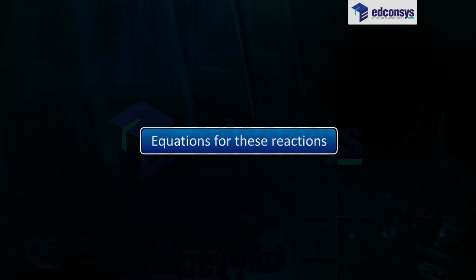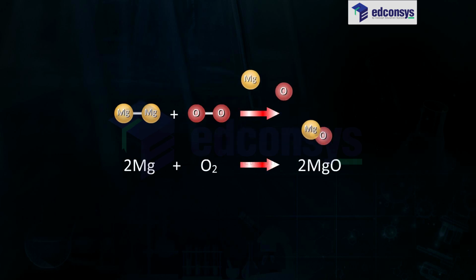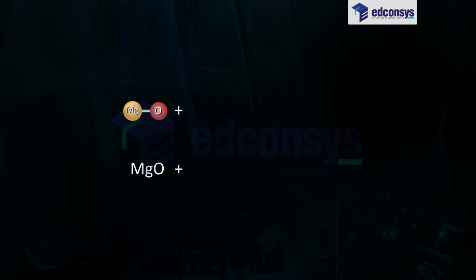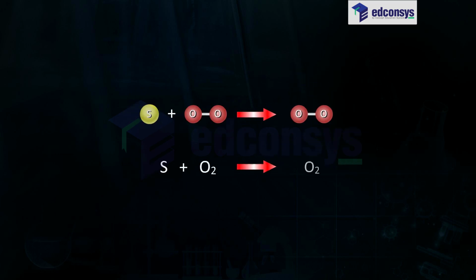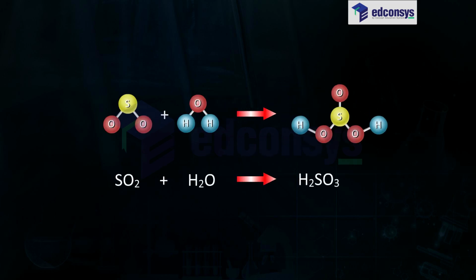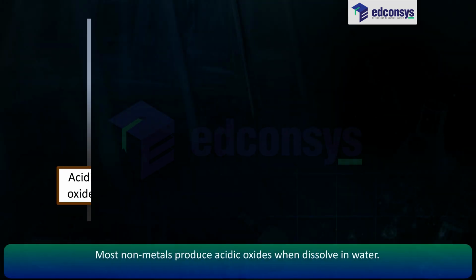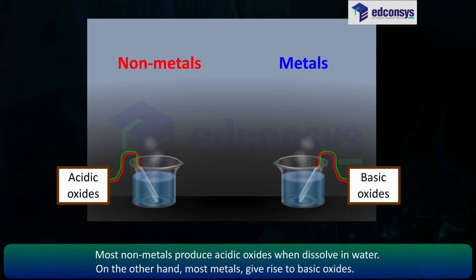Equations for these reactions. 2Mg plus O2 gives 2MgO. MgO plus H2O gives Mg(OH)2. S plus O2 gives SO2. SO2 plus H2O gives H2SO3. Most nonmetals produce acidic oxides when dissolved in water. On the other hand, most metals give rise to basic oxides.